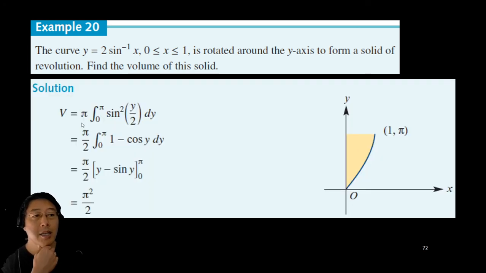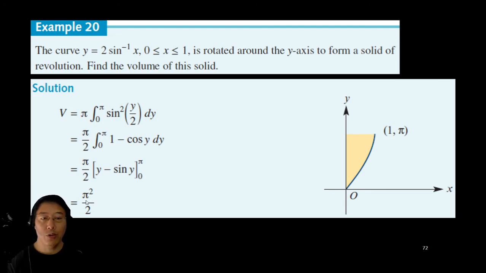So the formula is pi integral from y equals 0 to y equals pi for x squared in terms of dy. My x is sine of y over 2, you square it, that gives you that expression. You again use the cos of 2x in terms of sine of x, so that gives you that expression, 1 minus cos of y over 2. We take the half out, we anti-differentiate, and we substitute the boundaries, and that gives you pi squared over 2.